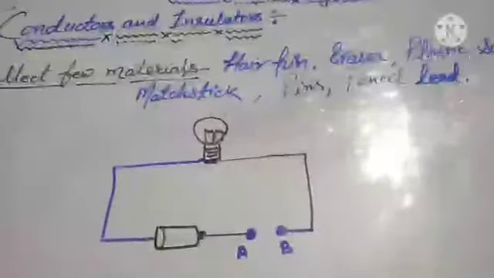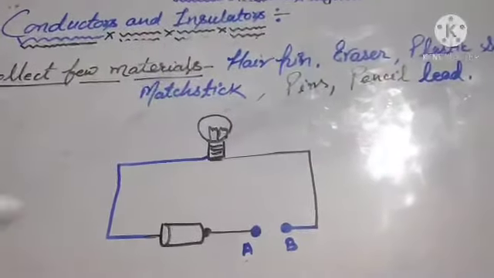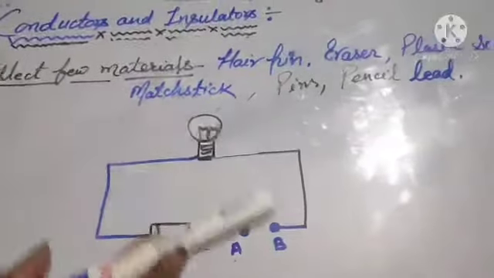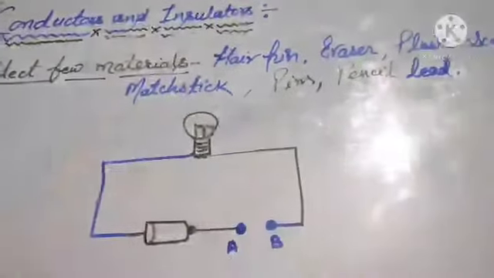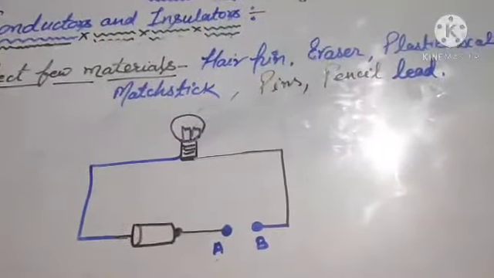Good morning, students. So, as you know, materials which allow electric current to pass through them are called conductors, and materials which do not allow electric current to pass through them are called insulators. All right. So now let's collect some materials like hairpin, eraser, plastic scales, matchsticks, pens, pencil lead.